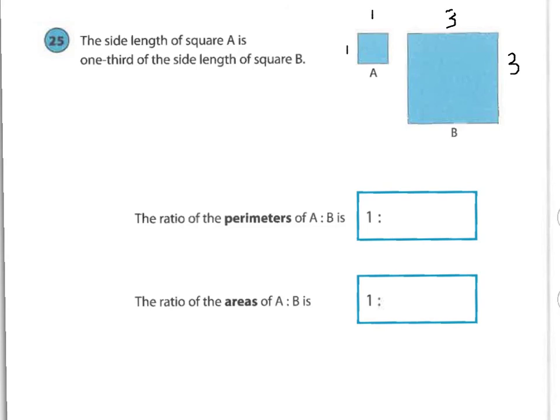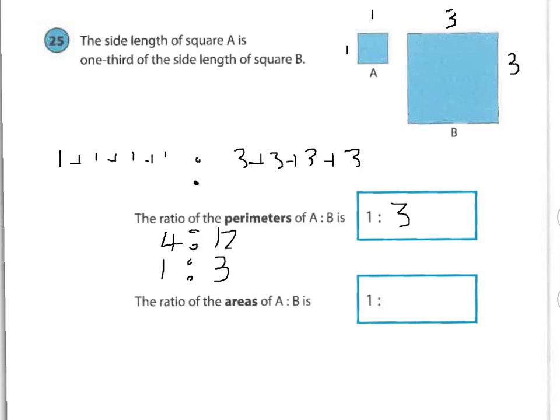Okay, so what we've been asked to do, it says the ratio of the perimeters of A to B is 1 to something. So what I'm going to do is I'm going to do the perimeter of each shape. So in shape A, it's 1, add 1, add 1, add 1. And shape B would be 3, add 3, add 3, add 3. Now this little lot adds up to 4 on the left and 12 on the right, which if I simplify that by dividing both by 4, it becomes 1 to 3.